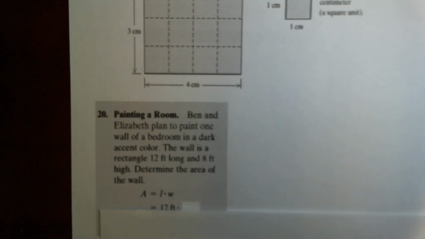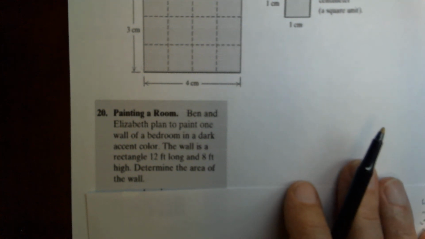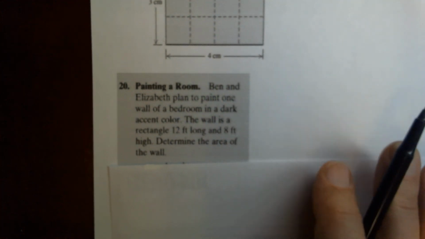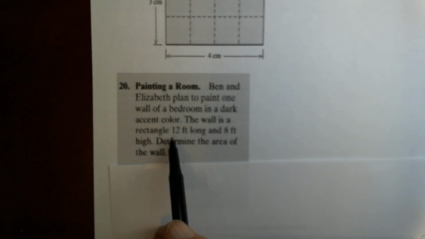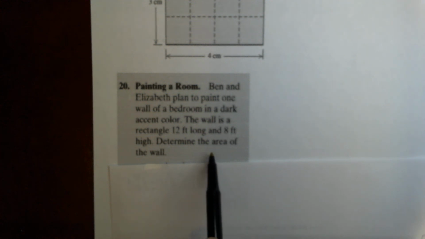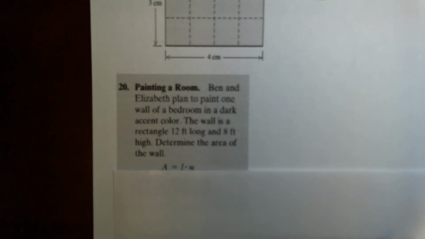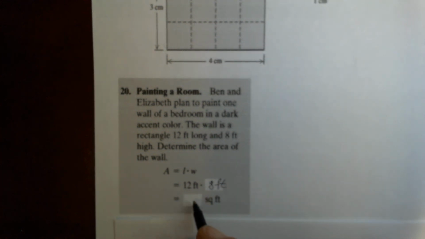So a practical application would be where someone wants to paint a room. So Ben and Elizabeth plan to paint one wall of a bedroom in a dark accent color. The wall is a rectangle 12 feet long and 8 feet high. Determine the area of the wall. Well, area is length times width, so 12 feet times 8 feet. And there would be 96 square feet.